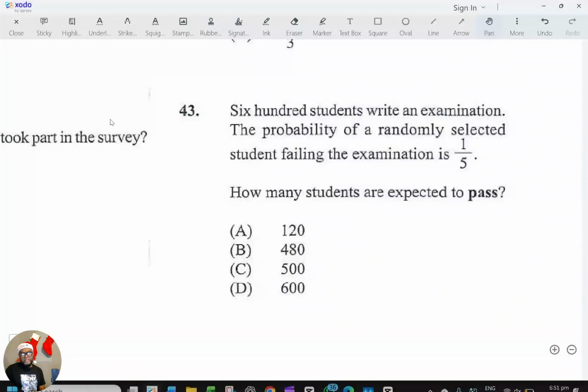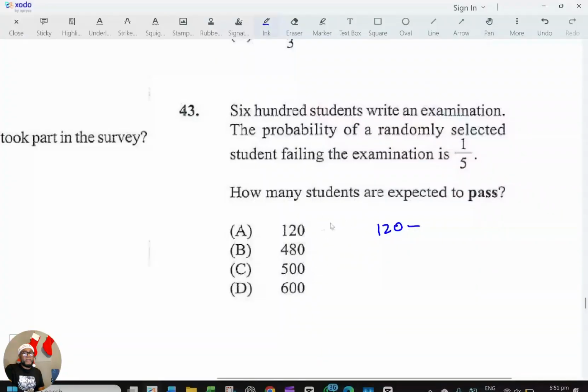600 students write an examination. The probability of a randomly selected student failing the exam is 1/5. How many students actually pass? So basically, how many students we expect to fail will be 1/5 of 600, which will be 120. So 120 would be how many I expect to fail.